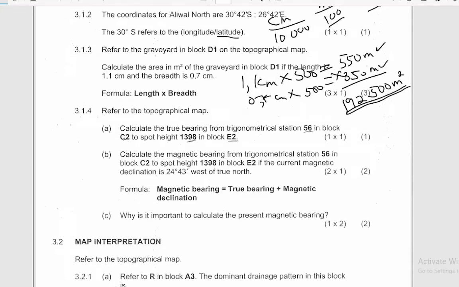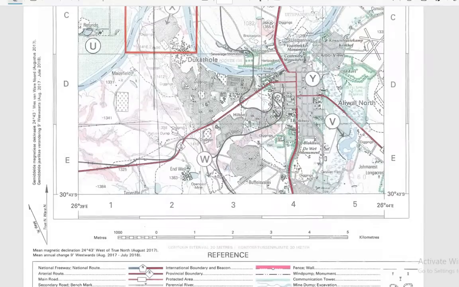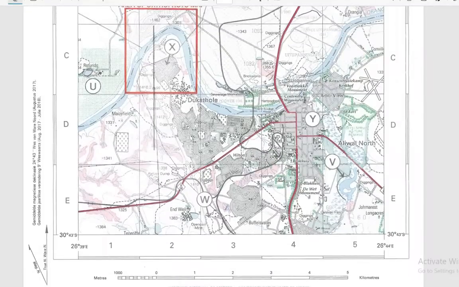I'll move on to the next question. Calculate the true bearing from trigonometrical station 56 in block C2 to spot height 1398 in block E2. You're also supposed to be very articulate when it comes to the measurement of that bearing.